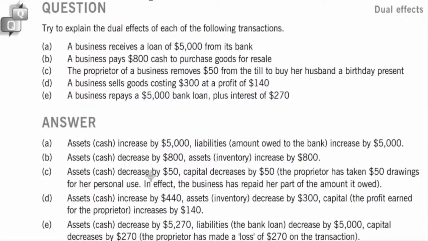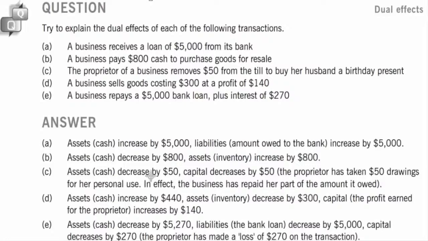2. Liabilities decrease by $5,000 because the loan is now fully repaid, so the business no longer owes the bank this amount. 3. Capital decreases by $270 because the interest payment is a loss for the business. Interest is not an asset or liability. It's an expense that reduces the owner's equity or capital.